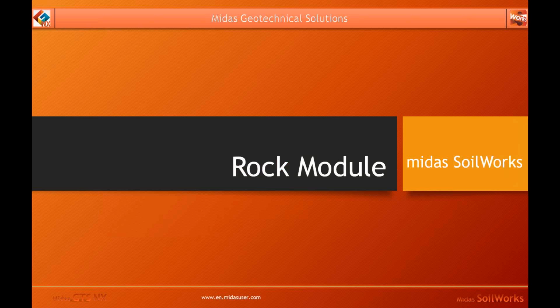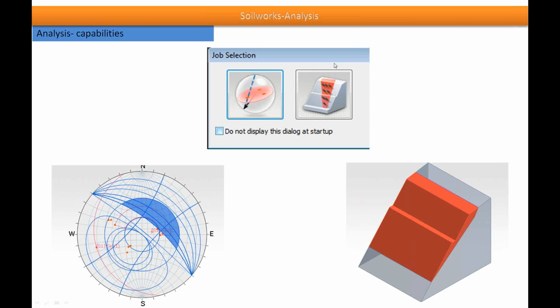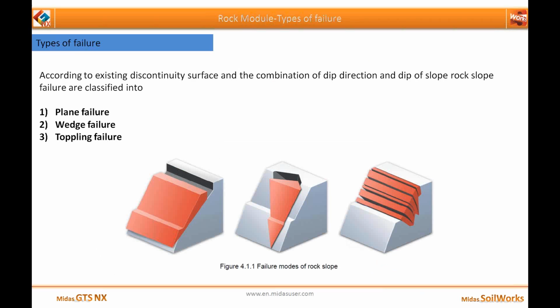Next, I'll talk about the rock module. In the rock module, the analysis capabilities are that you can perform the stereographic analysis as well as the LEM analysis for the various kinds of failures. Now, what are the different types of failure?